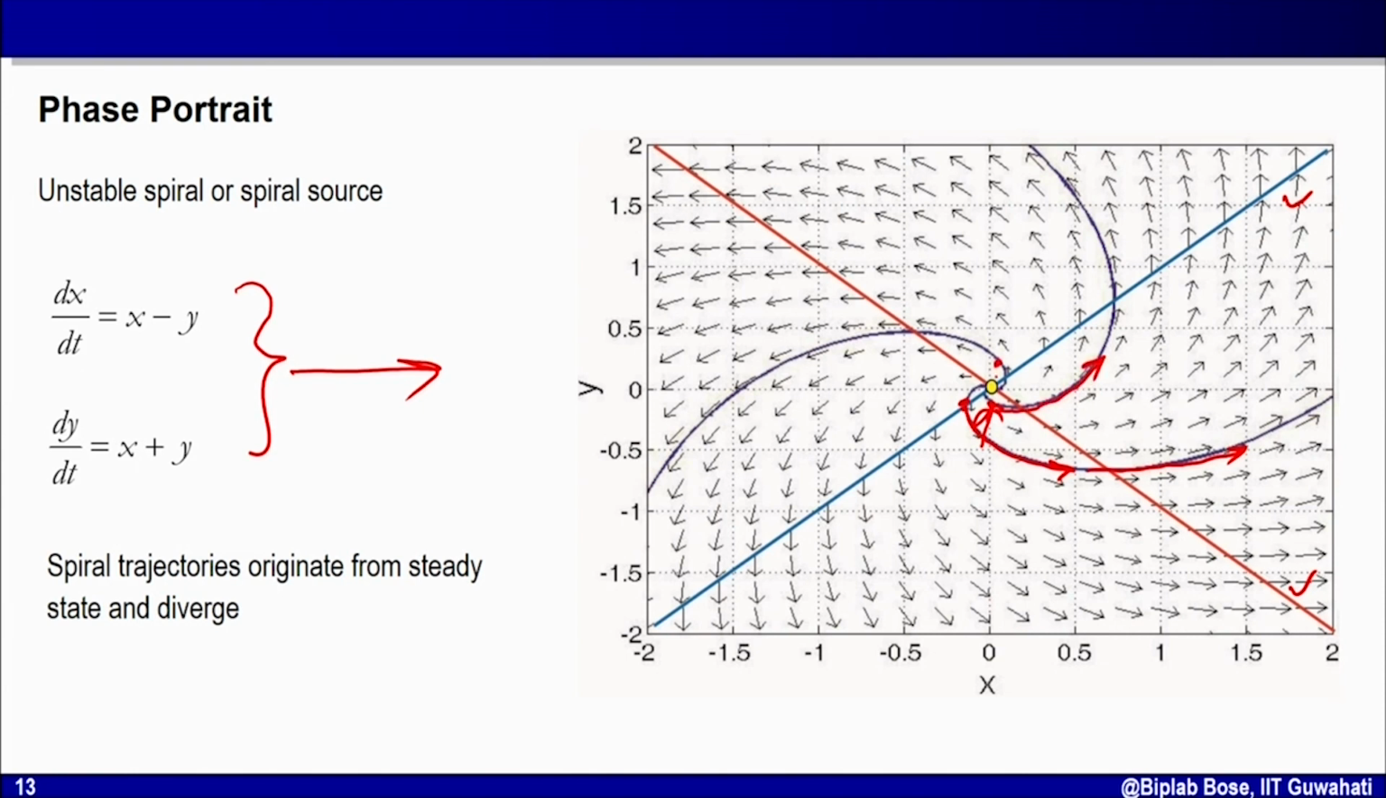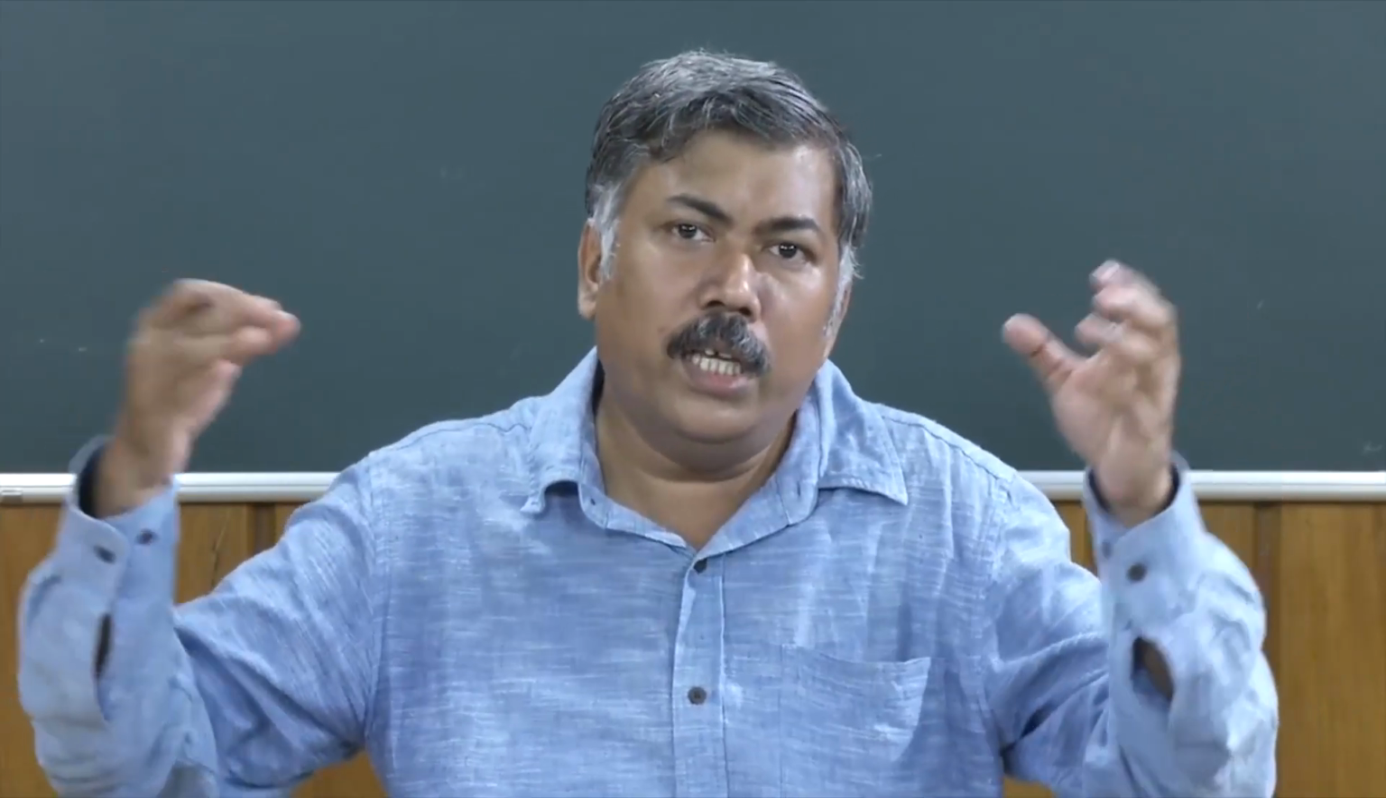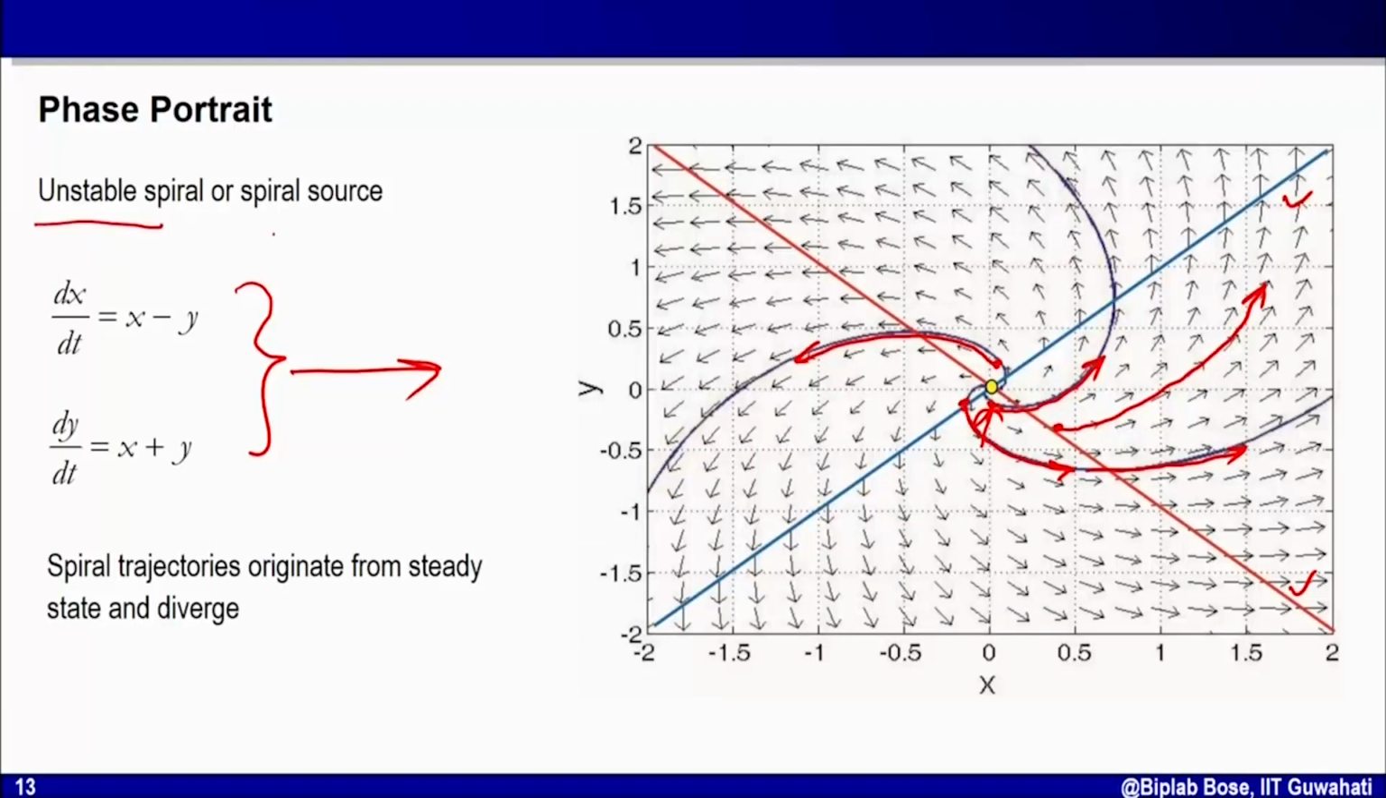If I disturb part of the system from the steady state and bring it here, then it will diverge. So if I start from an initial value here, I will follow this path. No path is going back and converging at the steady state. If the system is at the steady state, it will stay there. If you disturb it, it will diverge away from the steady state in a spiral path. So that's why it is called an unstable spiral, or spiral source, from which all the trajectories are originating.